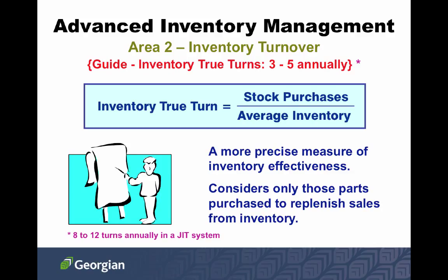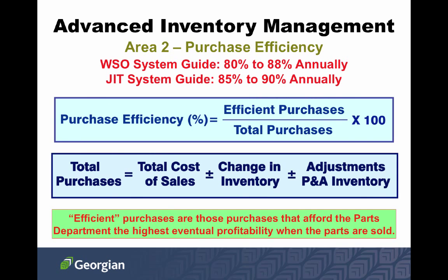And as already illustrated, guidelines vary by manufacturer, so I encourage you whenever you do your evaluations to use the relevant guidelines from your setting and probably from your own manufacturer, perhaps through peer consulting groups. Now a final measure in area 2 is purchase efficiency.